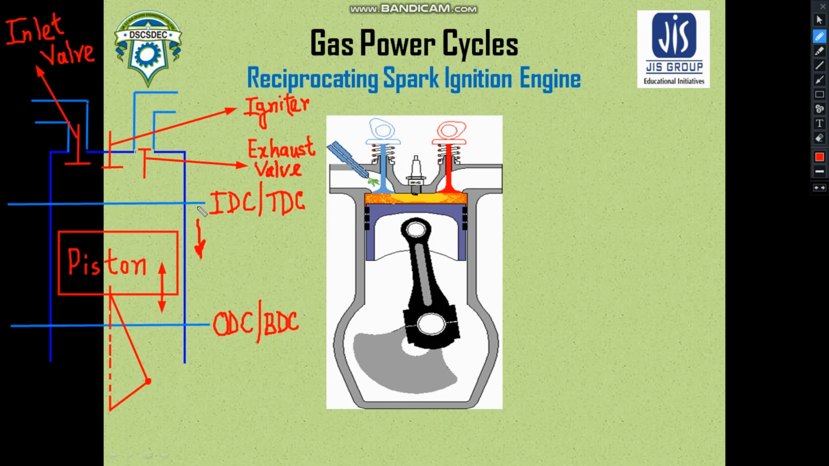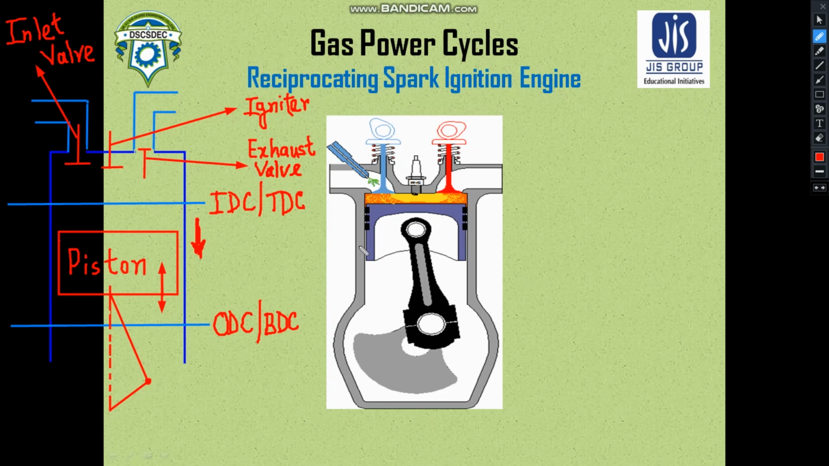So when the piston is at IDC, what happens? This valve opens, fresh air and fuel mixture is taken into the system, and the piston starts to move downwards. Then what happens? The air fuel mixture was taken into the system at 1 atmospheric pressure. Now, due to the expansion of this air fuel mixture, the pressure falls below the atmospheric pressure, and a suction is being created so that more and more air can be taken into the system.